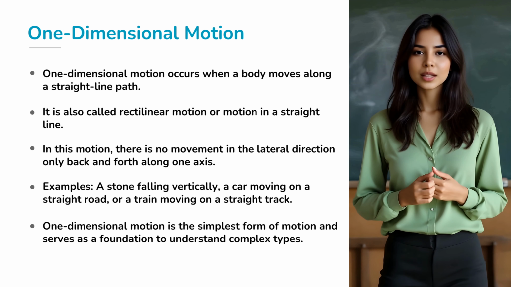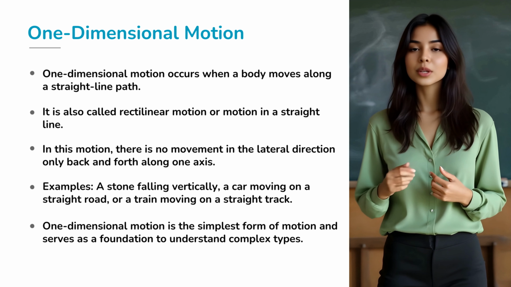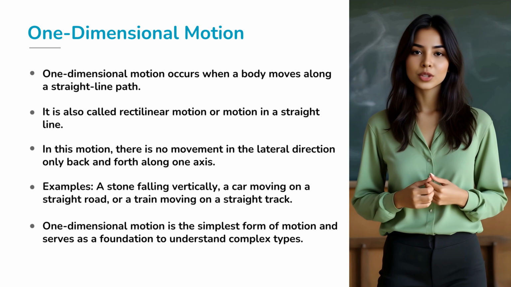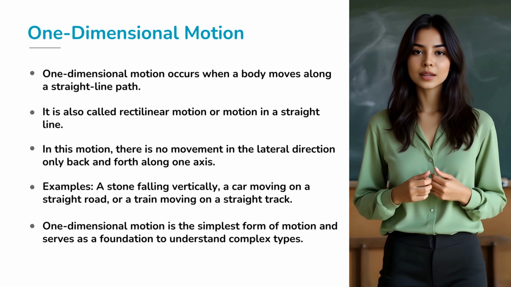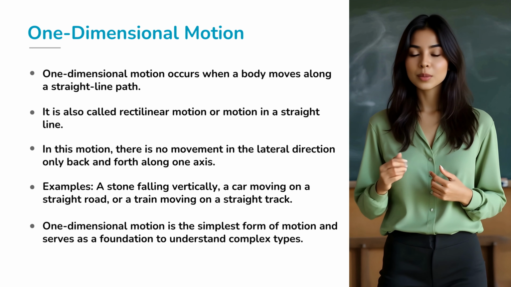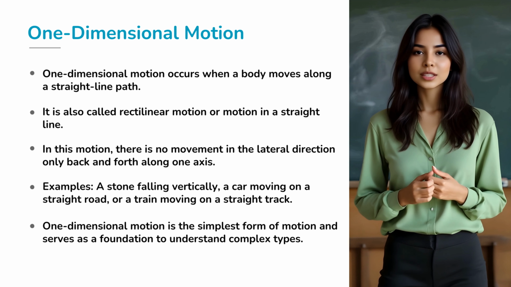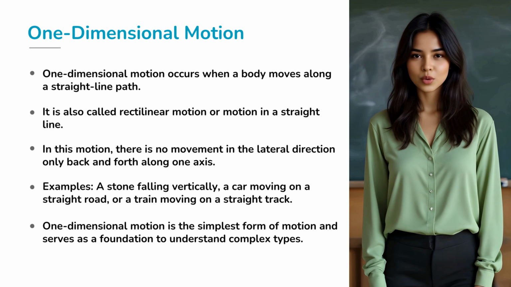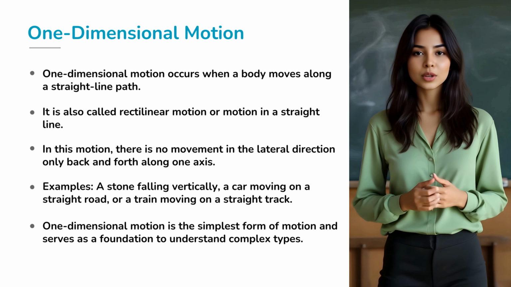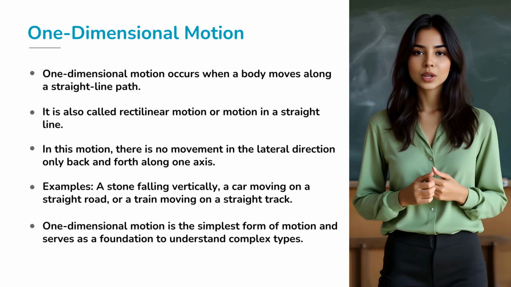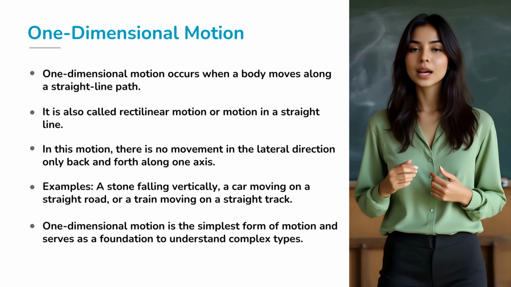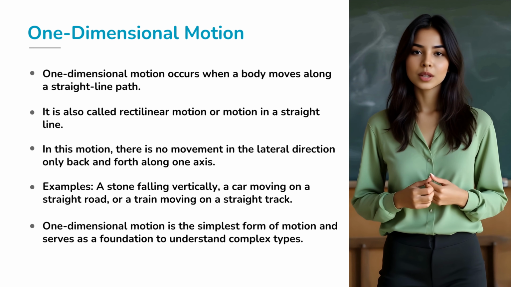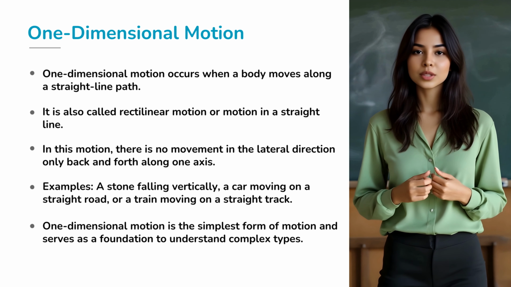Now that we understand motion, let's zoom into a simpler type: one-dimensional motion. It's when a body moves along a straight line, no zigzags, no curves. This type of motion is also called rectilinear motion. Think of a train on a straight track, or a ball dropped vertically. They're perfect examples. In one-dimensional motion, there's no sideways movement. The body either moves forward or backward along a straight path, like moving on a number line.